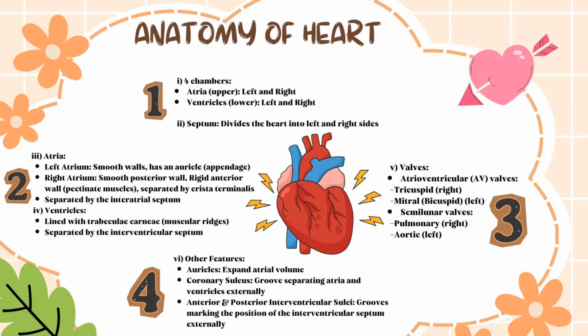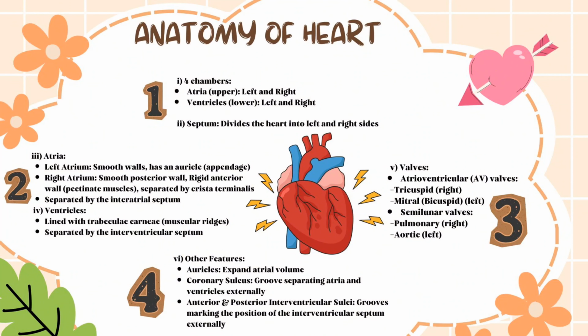Next, let's look at the ventricles. Ventricles are lined with muscular ridges called trabeculae carneae, and the ventricles is separated by the interventricular septum into left and right sides. So, in our heart, we also possess the valve to prevent the backflow of the blood.